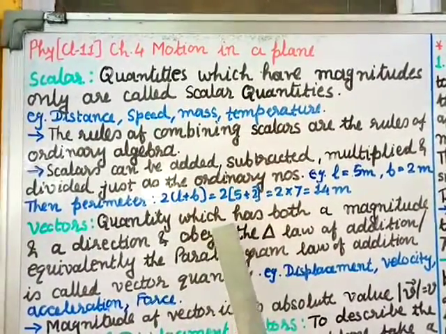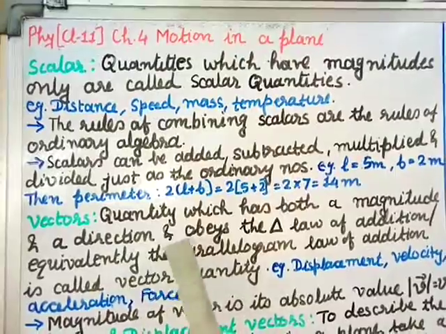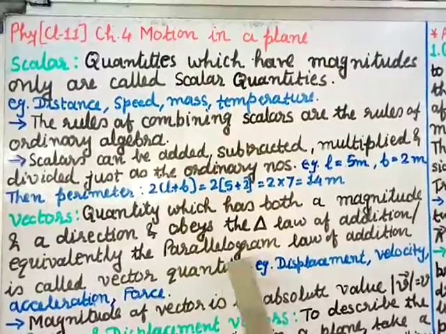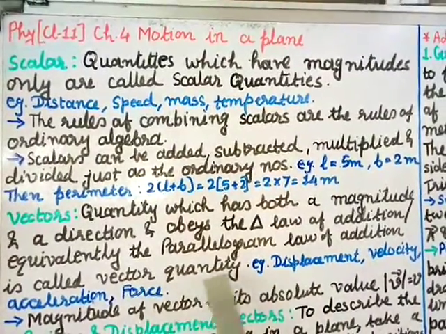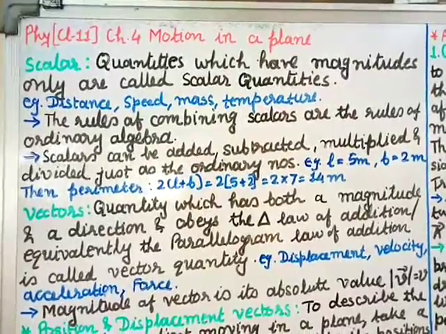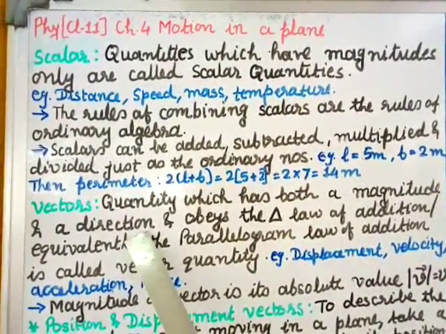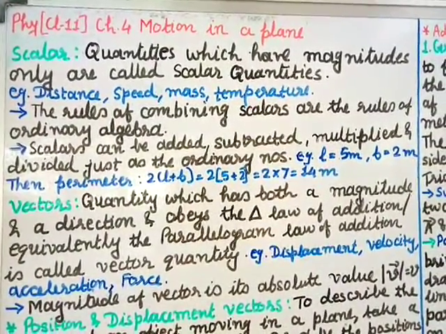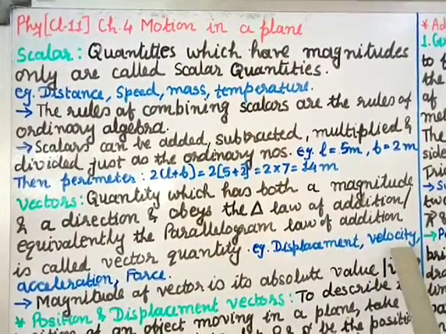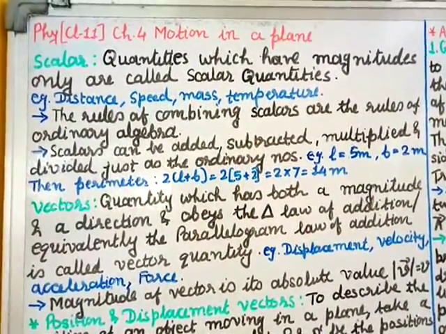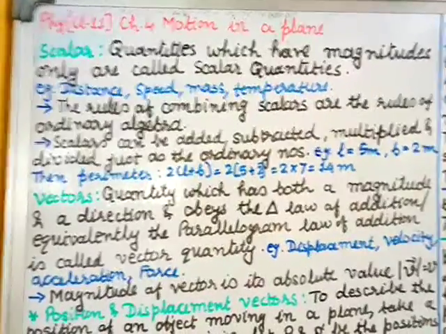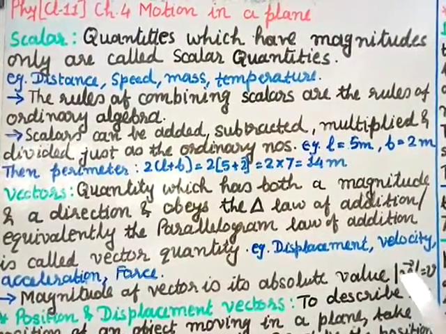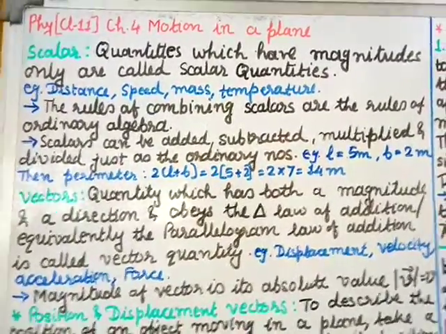Vectors. A quantity which has both a magnitude and a direction and obeys the triangle law of addition, or equivalently the parallelogram law of addition, is called a vector quantity. So vectors are those which have magnitude, direction and obey the triangle law of addition. Examples: displacement, velocity, acceleration, force. The magnitude of any vector is given as the absolute value, and symbolically we write magnitude of V equal to V, and when you write the arrow, that means this is vector V.